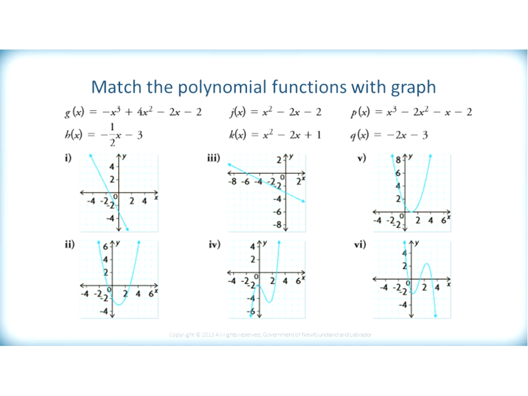Here's very common. We can match an equation to its graph, match a polynomial function with its graph. And so we have 6 graphs, 6 equations. Here we have a linear graph, which could only be h of x or q of x. Both of the linear graphs are decreasing, as both the leading coefficients are less than 0. So in order to tell these equations, we're going to have to look at the constant term for the y-intercept.